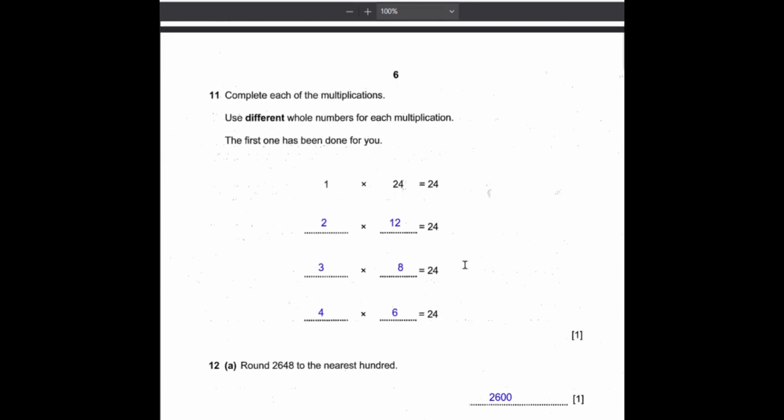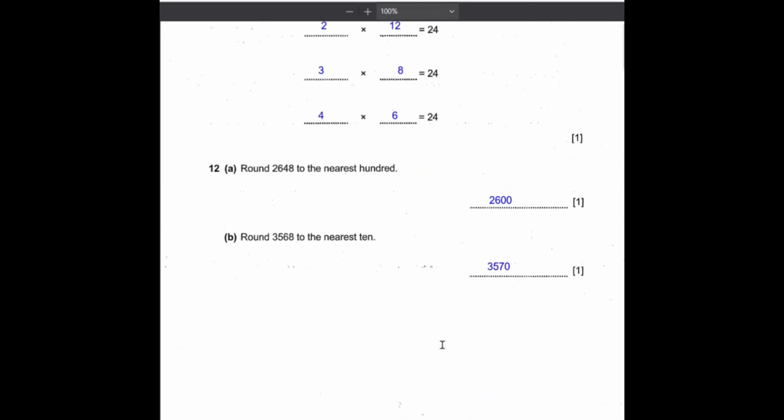Complete each of the multiplications. Use different whole numbers for each multiplication. The first one has been done for you. Okay, the first one is 1 multiplied by 24 is equal to 24. The best idea to do this is to go in order. After 1, you see if 2 multiplied by a number could give you 24. Yes, 2 multiplied by 12 is equal to 24. Then you jump to 3, and that will be 3 multiplied by 8 is equal to 24. And then you could jump to 4, and 4 multiplied by 6 is equal to 24. So now you have finished all your calculations.